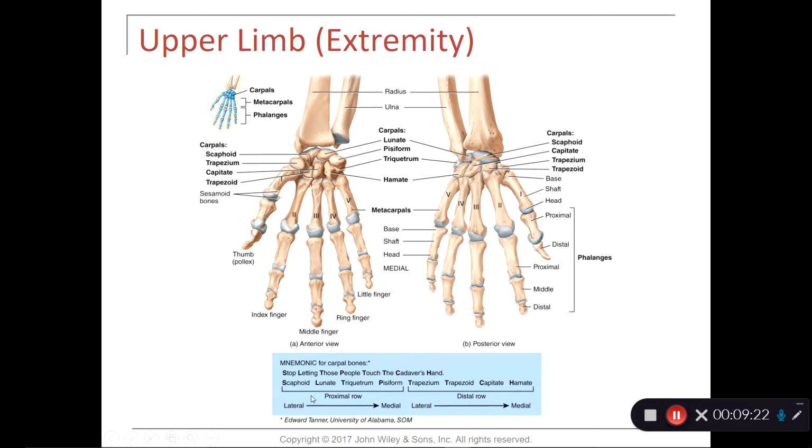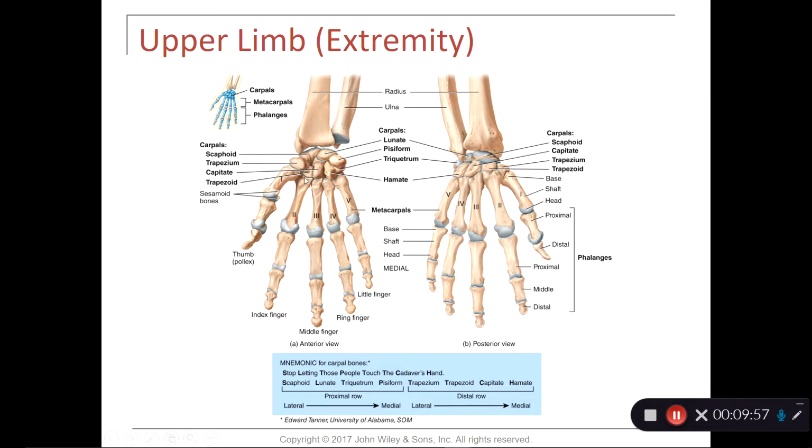We are looking at the proximal versus distal row. The first 4 are the proximal. Remember that proximal means closer to the body in a limb. So these 4 right here are talked about starting laterally to medially. So you're going to start over here. So scaphoid, lunate, pisiform, and triquetrum right there.